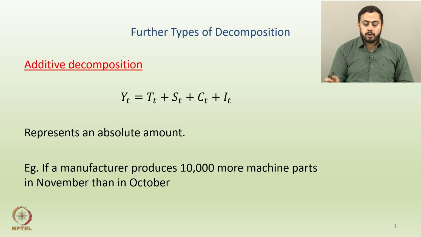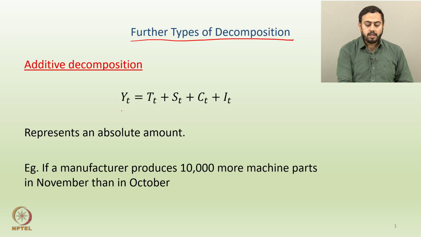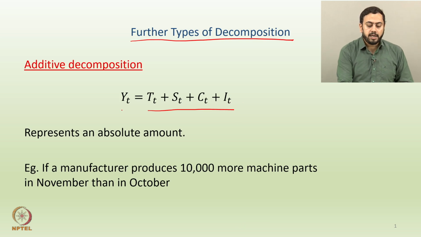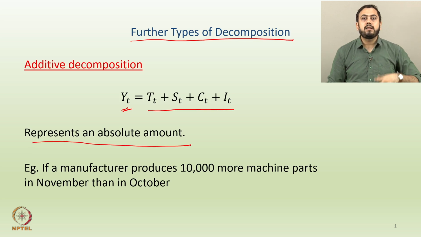When you talk about time series decomposition, you have two types. The first one is called additive decomposition. What exactly do we mean by that? The idea is fairly easy: if you can represent any time series yt as a sum of all the individual components, let us say trend, seasonality, cyclicality, and the last one, the irregular component, so Tt plus St plus Ct plus It, then one can say that the underlying time series yt has an additive decomposition. If you can represent the time series in an additive manner, then it represents an absolute amount.